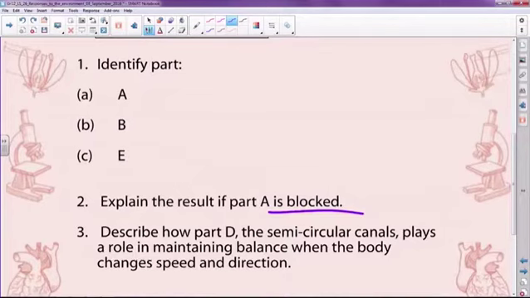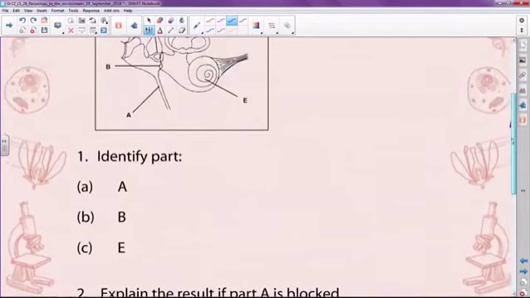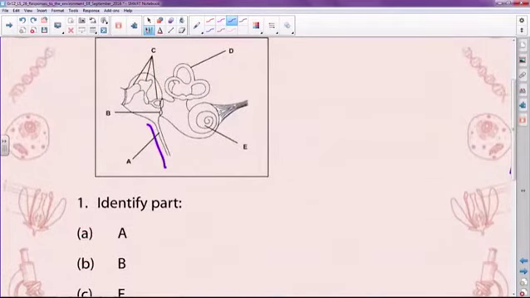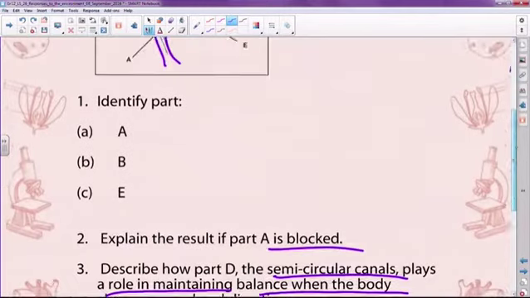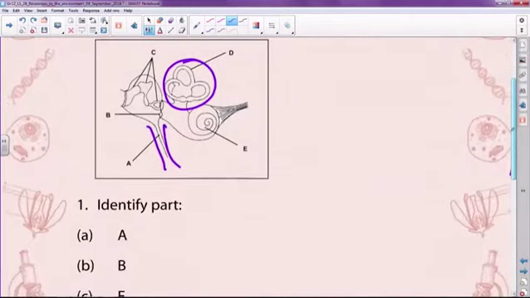The next one: explain the results if part A is blocked. And then the last one, I'm going to give you more than a minute for this one. Explain what happens if part A is blocked, and then describe how part D, the semicircular canals, play a role in maintaining balance when the body changes speed and direction. So listen carefully. Part A is this piece here, and lastly, the semicircular canals, which is part D, is this piece here. How does that play a role? So I'm going to give you 3 minutes.